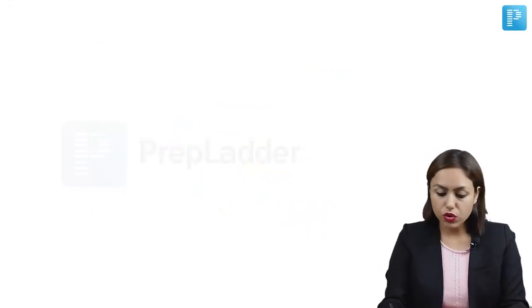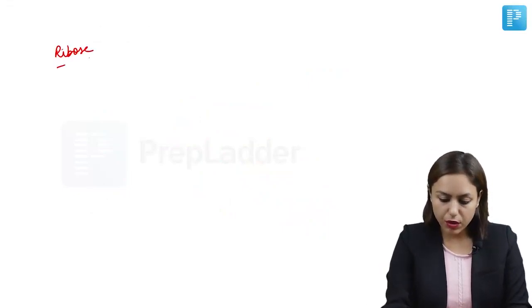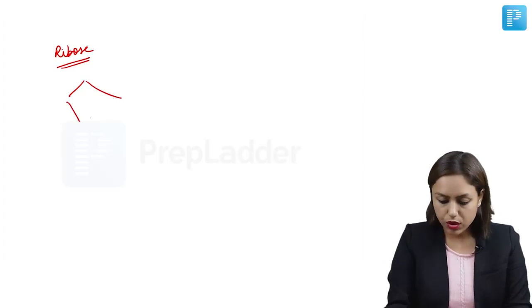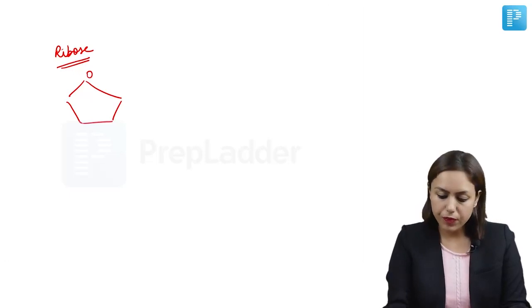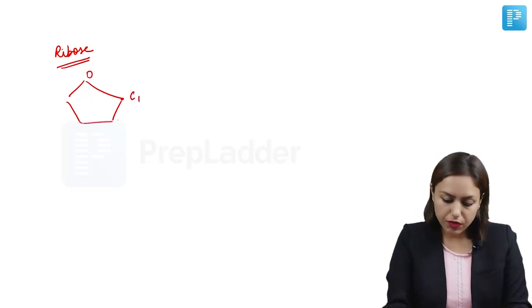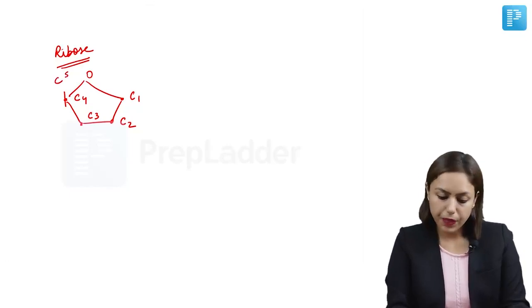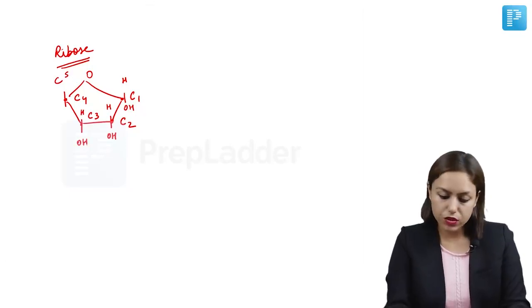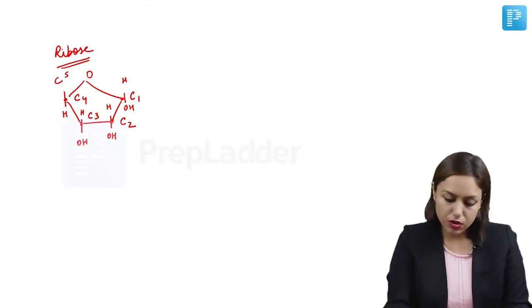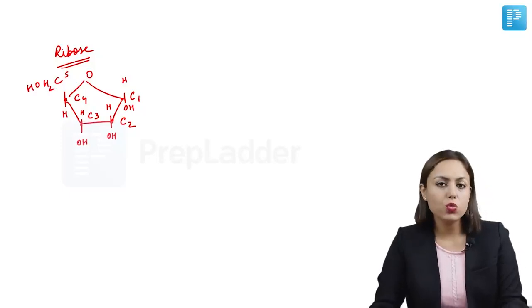Now next, let's see the structure of ribose and deoxyribose sugar. So ribose sugar is furanose form, oxygen at the top of the ring. So this will be C1, C2, C3, C4 and C5 is out of the ring. Now at C1 there is OH, at C2 there is OH, at C3 also OH, at C4 H here and at C5 CH2OH, right?